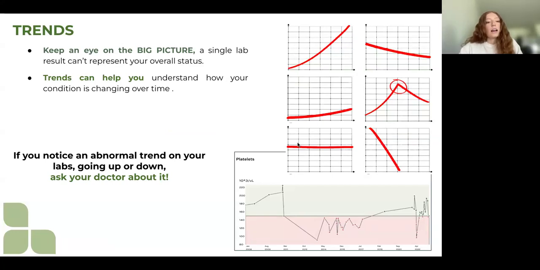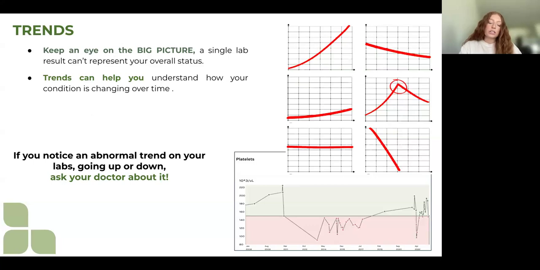Okay, so I want to take a moment to talk about trends. It's important when you're tracking your labs that you look at the big picture. A single lab, let's say, is really high or really low. It might be scary, but it's really important to look at the overall trend. What's going on with all the labs that are grouped near the same dates? Are they going up? Are they going down? Are they staying the same? And that helps you understand whether or not your AML is changing over time.